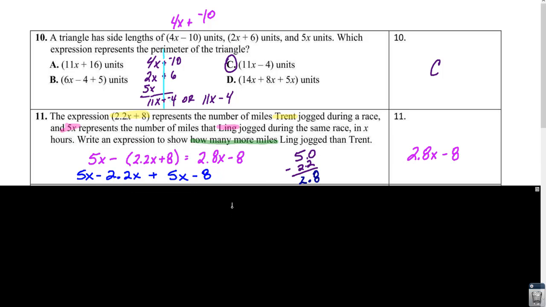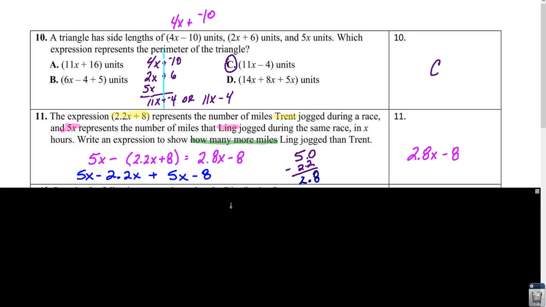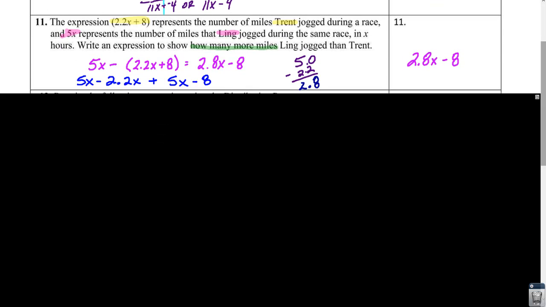Number 11. The expression 2x plus 8 represents the number of miles that Trent jogged during a race. 5x represents the number of miles that Ling jogged during the same race in x hours. So they're telling you what the x stands for. The x stands for number of hours. That doesn't really matter what the x stands for because you're just looking for a difference. How many more? Anytime you see how many more, you are looking at a difference problem.